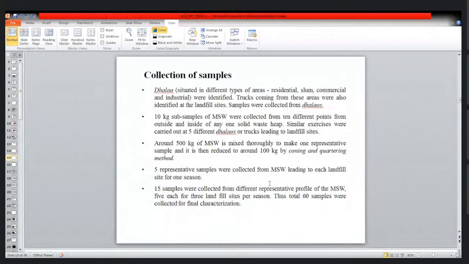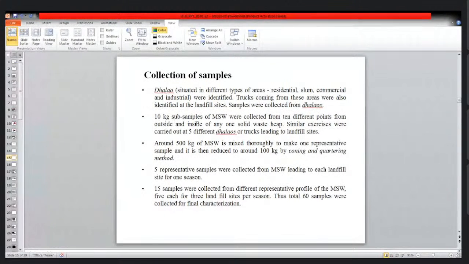Collection of samples: there is a set standard procedure for the collection of samples of municipal solid waste. Dhalaos situated in different types of areas, that is residential, slum, commercial and industrial, were identified. Trucks coming from there were also identified at the landfill site. The samples were also collected from the dhalaos.